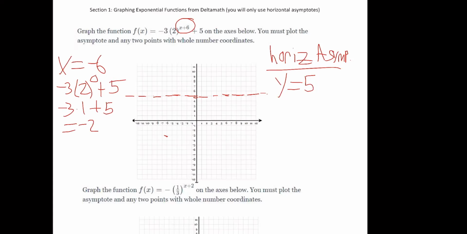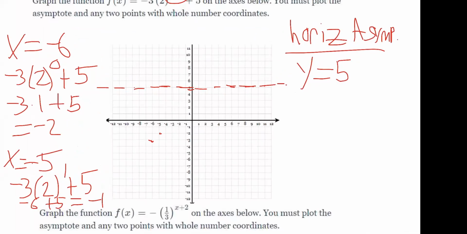And then we need one more point. You need at least 2 points. I'm going to choose to plug in -5, because if you get a power of 1, that's also an easy one to plug in. If you plug in -5, you would have 2 to the first power, because -5 plus 6 would be 1. If you simplify this, that would just be -3 times 2. That would be -6 plus 5, which would just be -1.